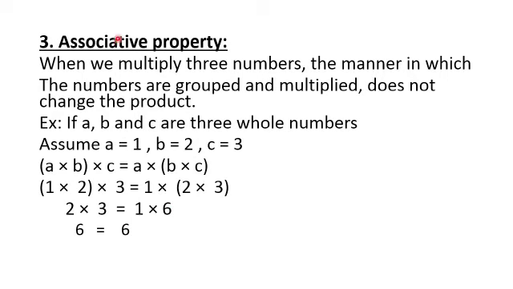So when you apply the associative property with three whole numbers grouped with a different pair, A into B, as well as on the right side B into C, your answer remains the same. When the answer remains the same, it means the associative property also holds in multiplication.